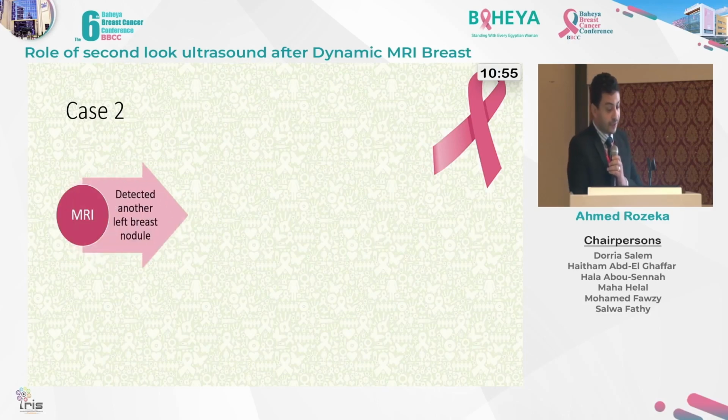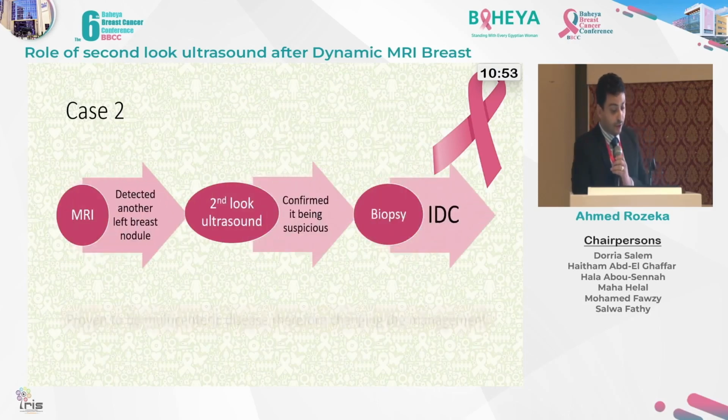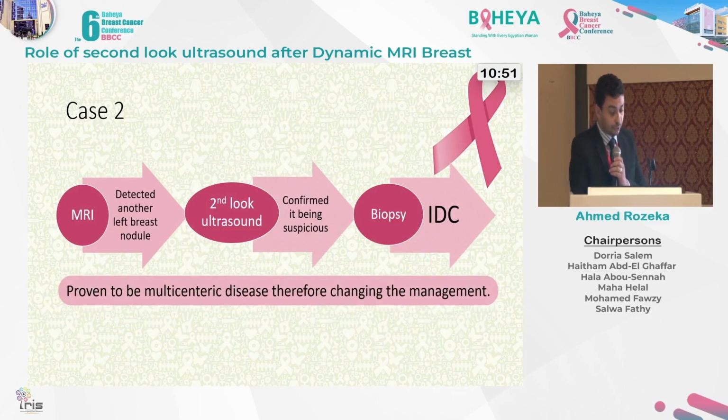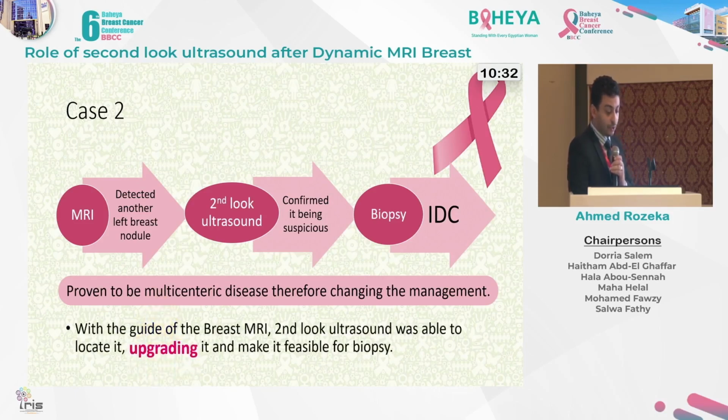A recap for this case: the MRI detected another left breast nodule that was not seen in the initial sonomography, or the original sonar that she did. Second look ultrasound confirmed it being suspicious. A biopsy was taken and turned out to be invasive duct carcinoma. In this case, we proved that she had multicentric disease, and therefore the management changed. So in this case also, the second look ultrasound upgraded it, and we also took a biopsy.